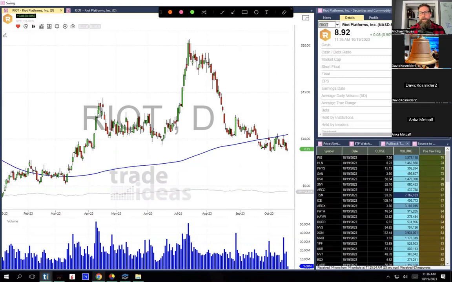Short float on Riot is 18%. So if this gets going, there's going to be a lot of shorts who are going to have a hard time with this name. And that's why I think you get way more juice. This has gone from $10 to $20 the last time Bitcoin surged, and I think Bitcoin surged like 10 or 15%. So you get a lot more juice up. You get a lot more juice down.